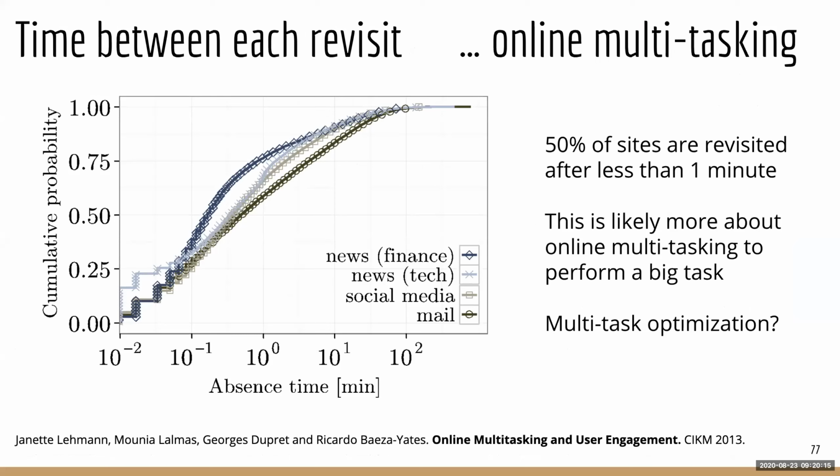And again, this is where this notion of time between each revisit is important. So for example, in the data we have, 50% of sites are revisited after less than 1 minute. So that's why 1 minute is definitely not a good sign of, that's it, that's the end of the session. The user is still likely within a task. And this is this notion of multitasking that is important. And there's also work about multitask optimization, trying to do several things. And these various works are looking into this.